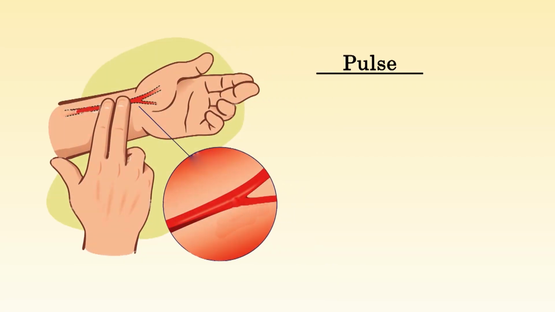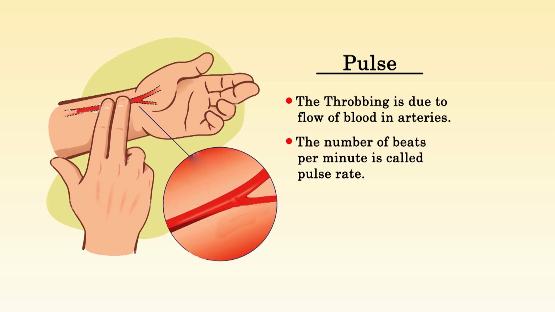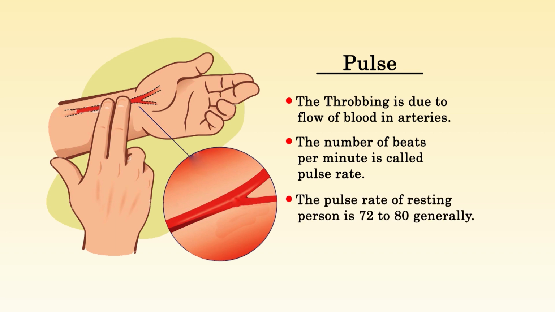Place the middle and index finger of your right hand on the inner side of your left wrist. Can you feel the throbbing movement? Why do you think there is throbbing? The throbbing is due to the flow of blood in the artery. The throbbing is called pulse. The number of beats per minute is called the pulse rate. The pulse rate of a resting person is generally 72 to 80.